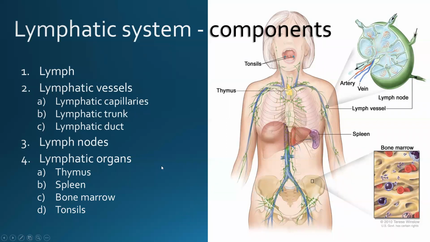What are all the components of the lymphatic system? It consists of lymph.